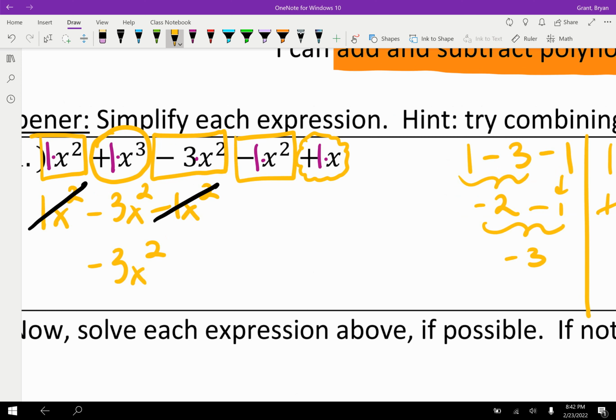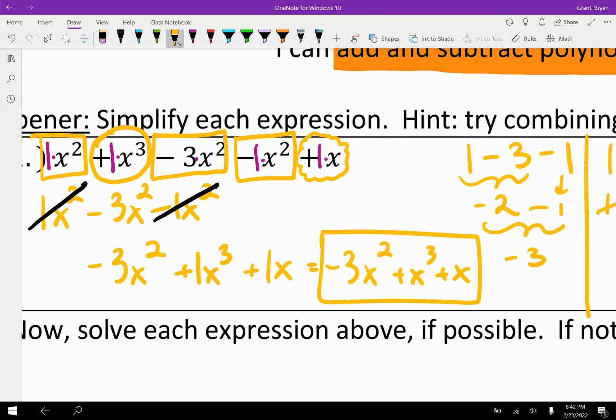So how do we combine them? Well, we don't. They don't have any other like terms. So I have 1 of these x cubes. I kept the positive. And we have 1 of these x's. And don't forget, we didn't have the 1's out front. We don't have to write those. So you could put this as negative 3x squared plus x cubed plus x.